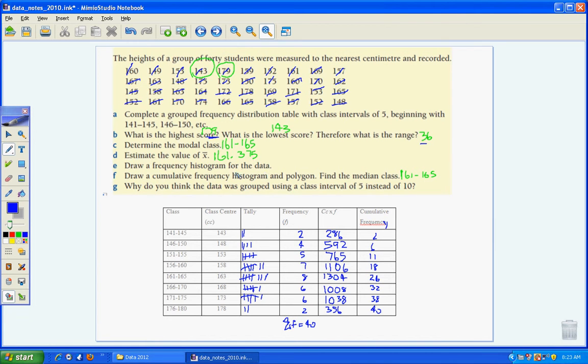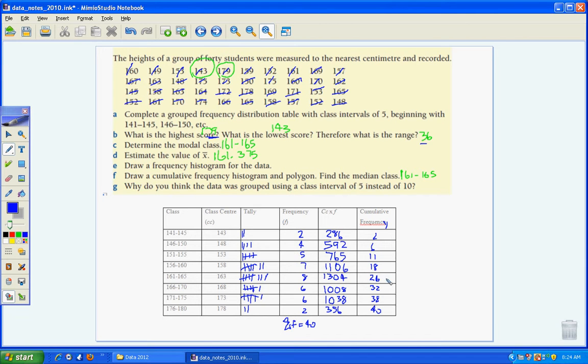Frequency histogram of the data, well, I haven't drawn it here, but you can draw your frequency histogram. And you'll get your frequency histogram and polygon and find the median class. Well, the median class here, you can do it from a cumulative frequency histogram and polygon.